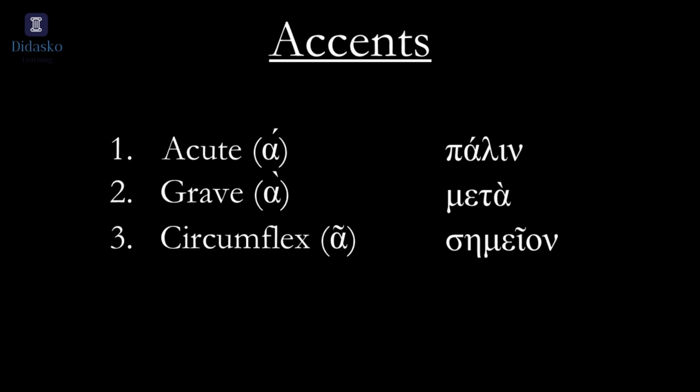For example, the acute accent on the word pollen means that we emphasize that first syllable, pa, pollen. It's not pollen, it's pollen. Our second example with the grave accent, meta. So it's not meta, it's meta. Our emphasis is on the last syllable there, the ta. And thirdly, circumflex, semeon. So it's not semeon, it's semeon.